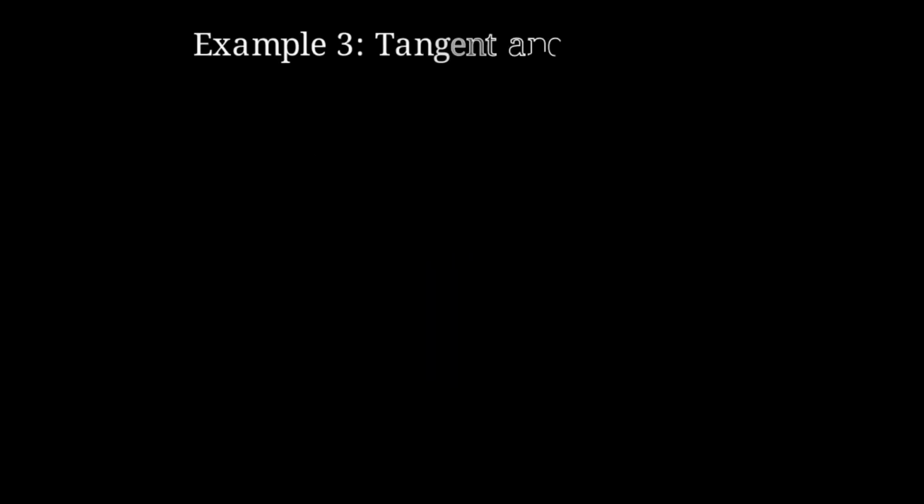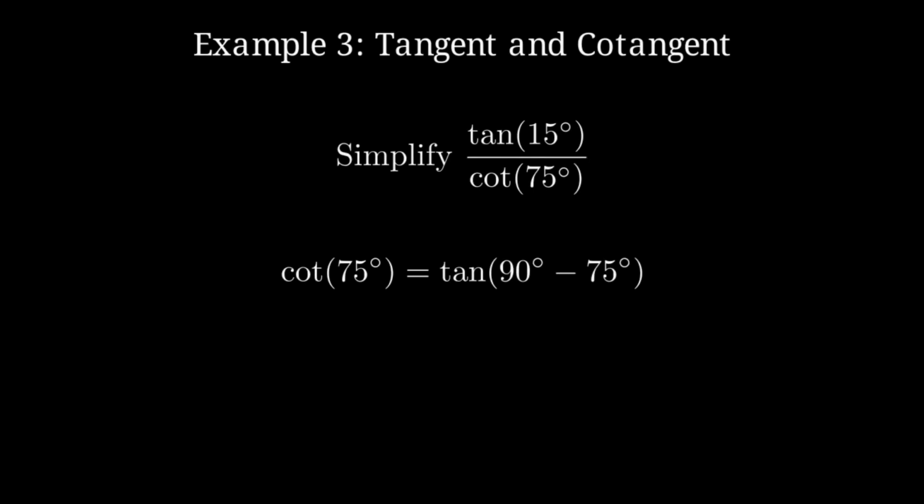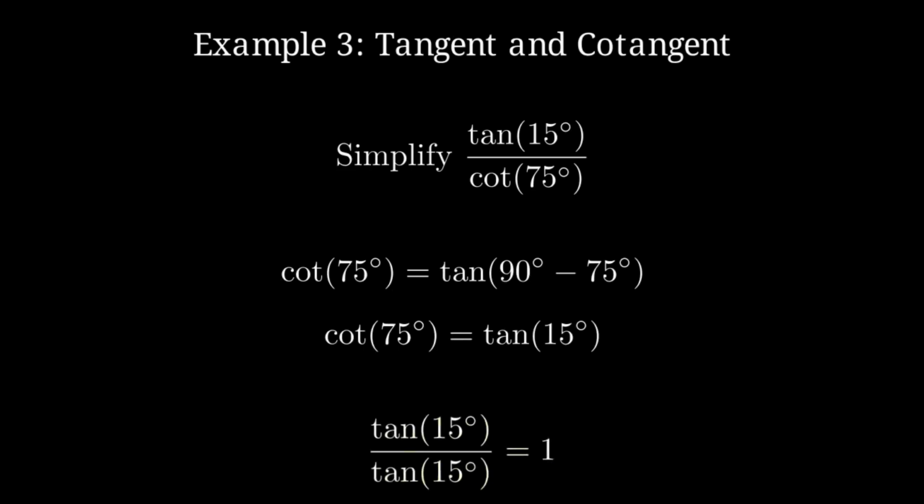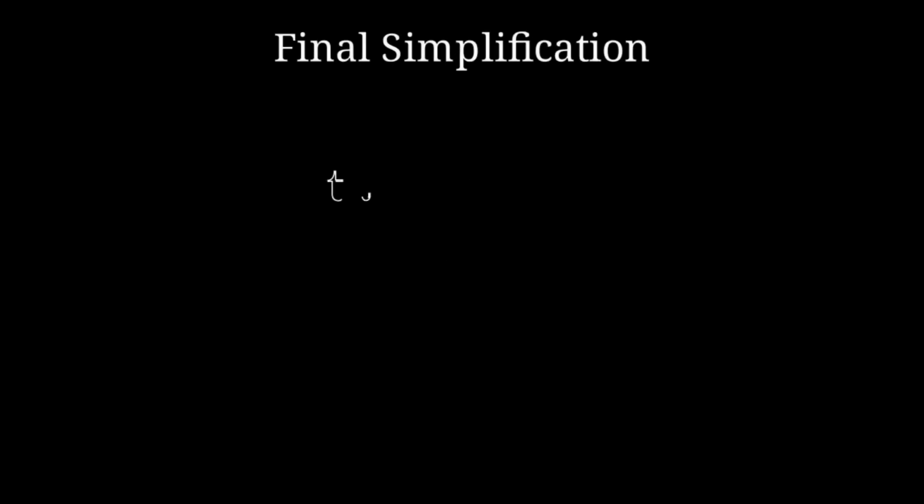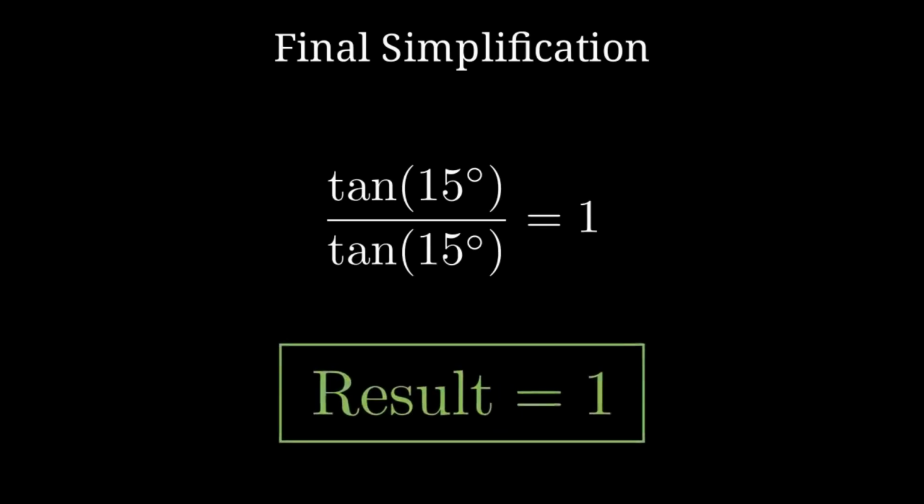What about fractions? If we have tangent of 15 divided by cotangent of 75, we can convert the denominator. Since 75 and 15 are complements, the cotangent of 75 is simply the tangent of 15. The expression simplifies to tangent of 15 divided by itself, which is 1. Recognizing cofunctions allows us to cancel out terms that look different but are numerically identical.